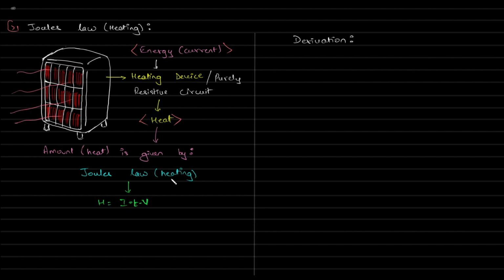is given by Joule's law of heating, which tells the heat produced by this particular device depends on the voltage it's across, the current flowing through it, and the time that the device is switched on. That makes sense, right? The more the voltage, the more the current, and the more the time you switch on a device, the more heat it will generate. So there is a way of remembering this, which makes it easy and simple.